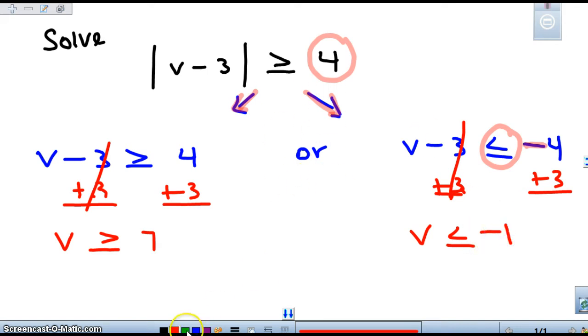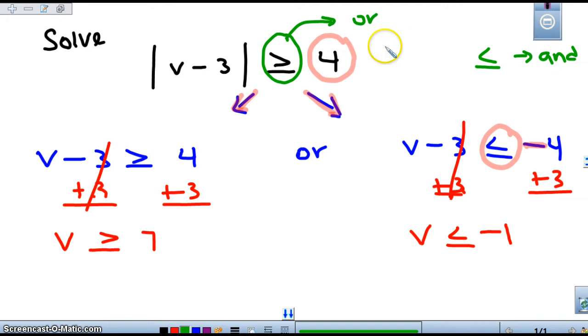How do I know this is an or? When the original inequality has a greater than or greater than or equal sign, it will be or. When the original inequality has a less than or less than or equal, it's an and. One more time. When the absolute value inequality has a greater than or greater than or equal sign, it will always be an or. When it has a less than or less than or equal, it will be an and. So in this case, it's an or.